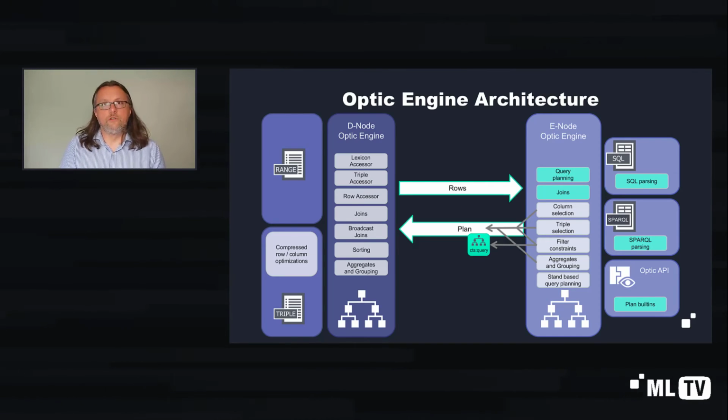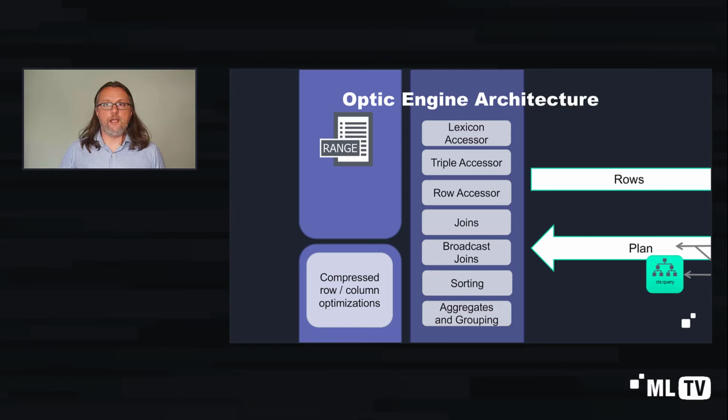Now we saw the Optic Engine architecture back in part 1 of this deep dive, and we've looked in that part at the E-node operators and things that operate there. And we've seen a little bit now of the D-node operators and what they do as they access the indexes.